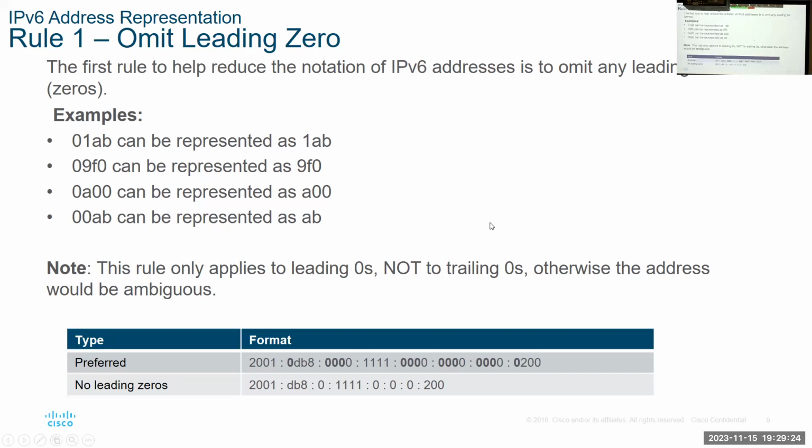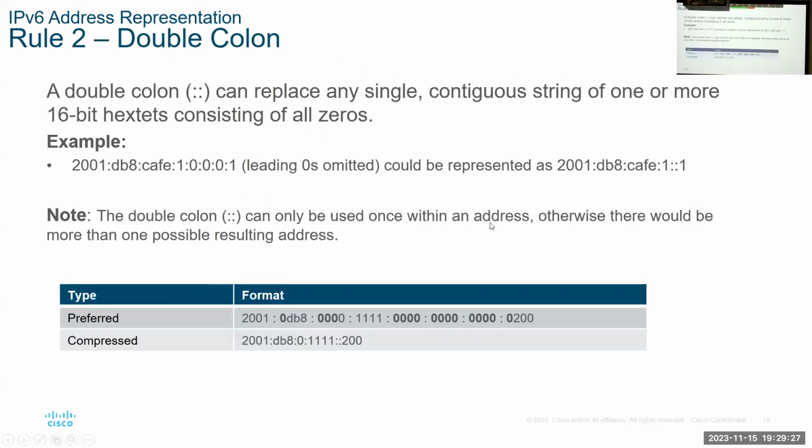Now there's another additional shorthand, and that is whenever you've got a bunch of zeros, let me just annotate. When you've got a bunch of 0 fields in a row, those can be shorthanded with this double colon. So the double colon represents 1 or more consecutive 0 hextets.